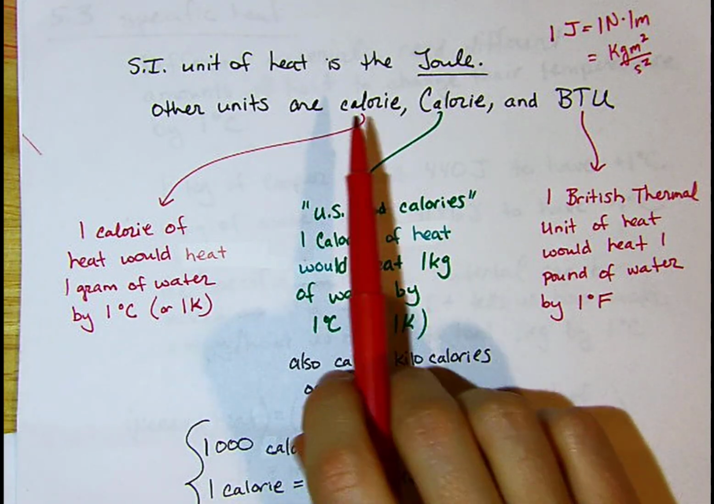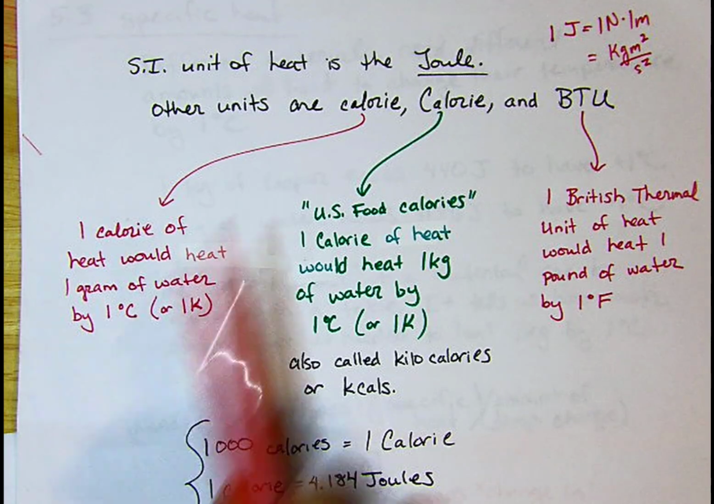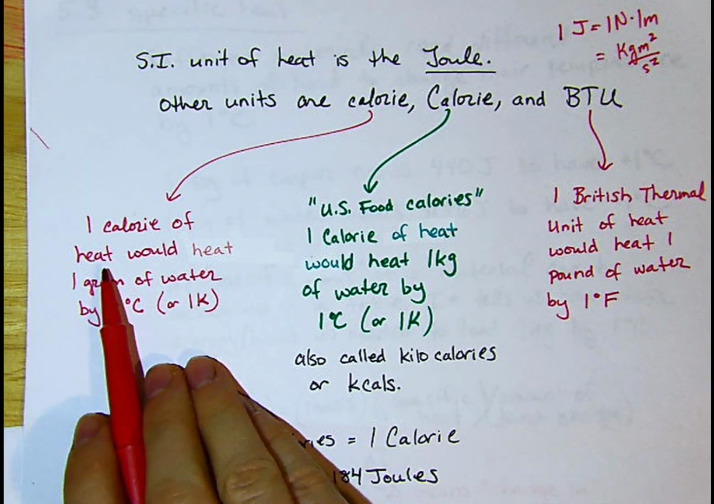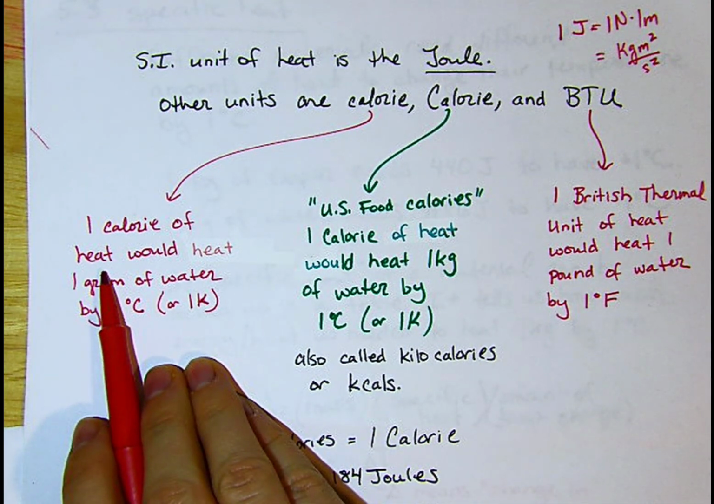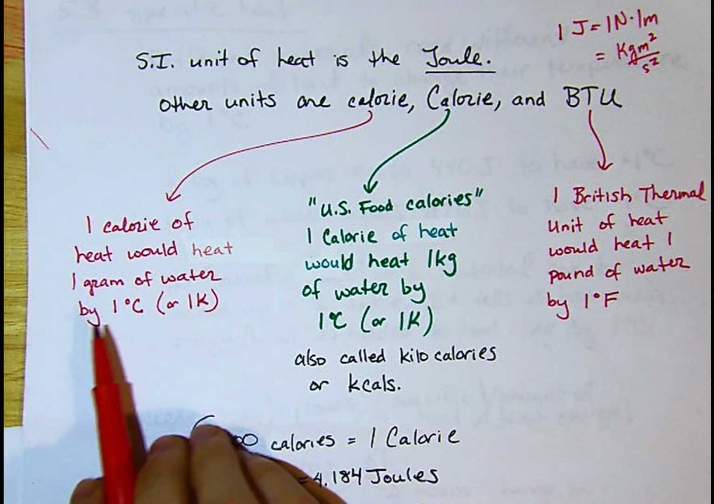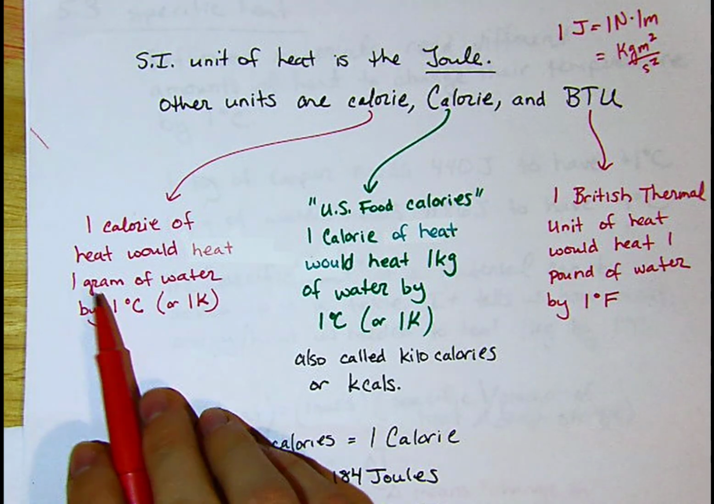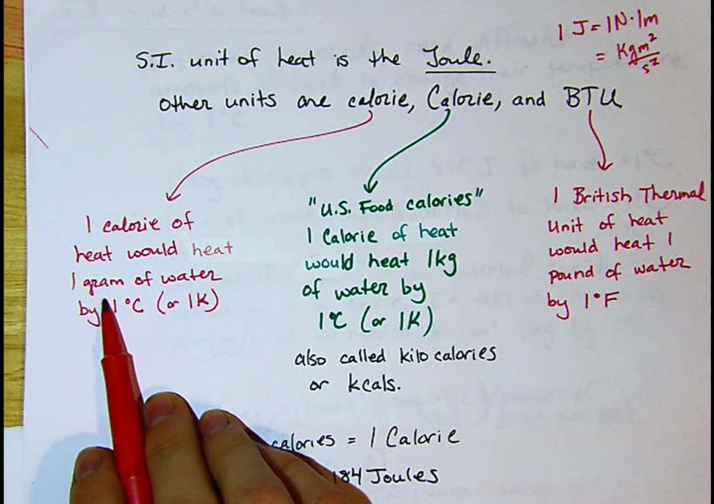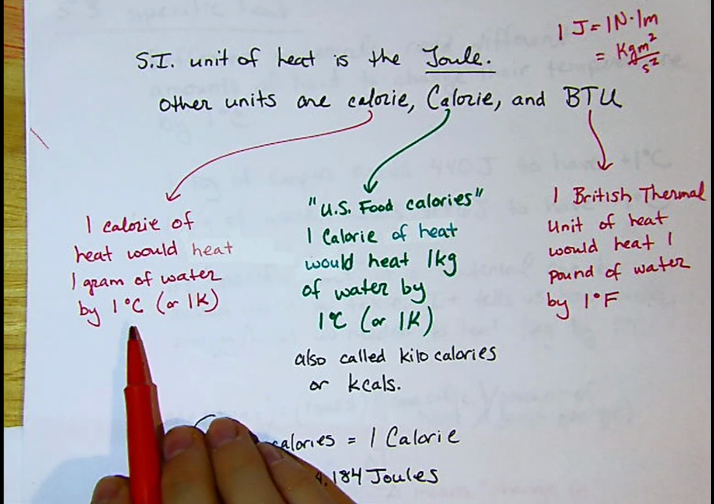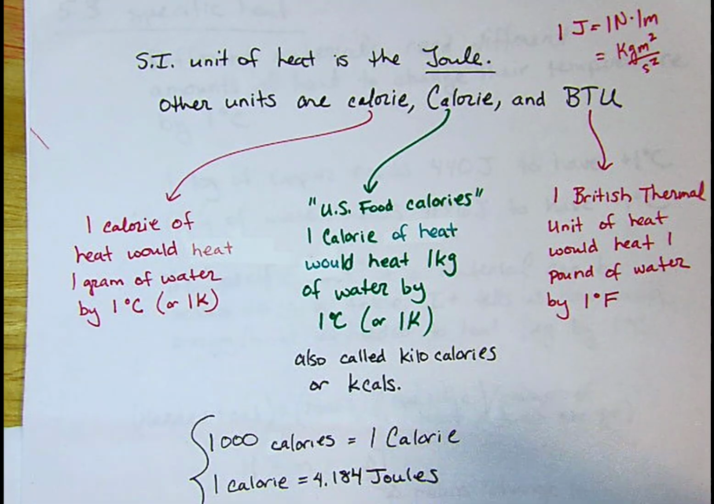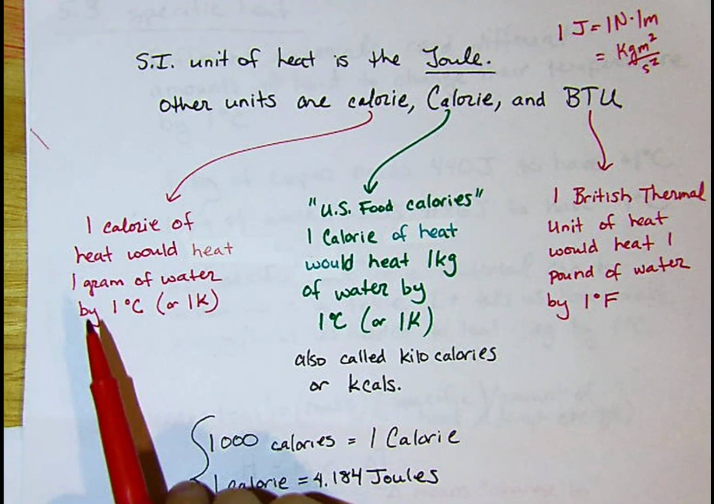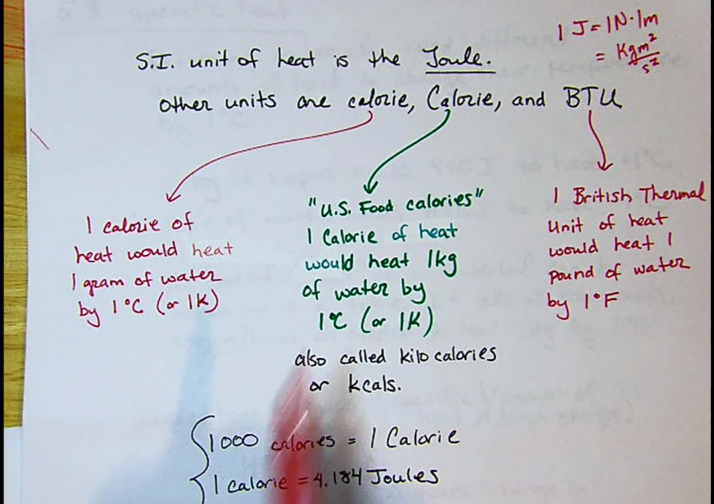But just for fun, let me tell you what these stand for. 1 calorie is defined as the amount of heat energy moving into the object that it would need to raise the temperature of 1 gram of water, which is a very small amount of water, by 1 degree Celsius, which would also be 1 Kelvin. So this is useful and pretty standard.